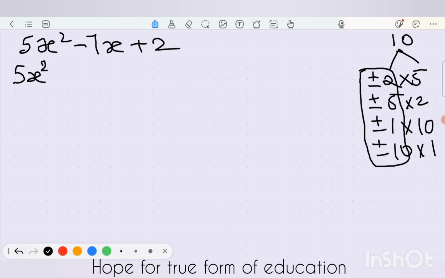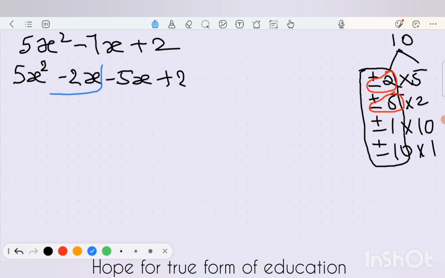So 5x square, minus 2 and minus 5, okay, let me mark minus 2 and minus 5. I did not write plus 2 and minus 2 separately, we need not. So minus 2 minus 5 is minus 7. Minus 2x minus 5x is equal to minus 7x. So we successfully split the middle term.